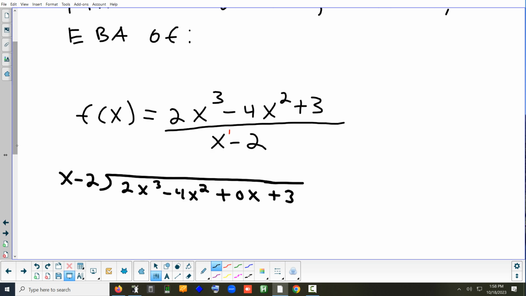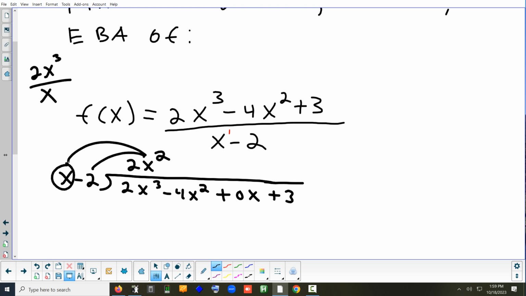Okay. First one is 2x cubed divided by x. What's 2x cubed divided by x? 2x squared. Yep, 2x squared. Now remember, you take and you multiply that back out. So 2x squared times x is 2x cubed. What's 2x squared times negative 2? Yep. Negative 4x squared.